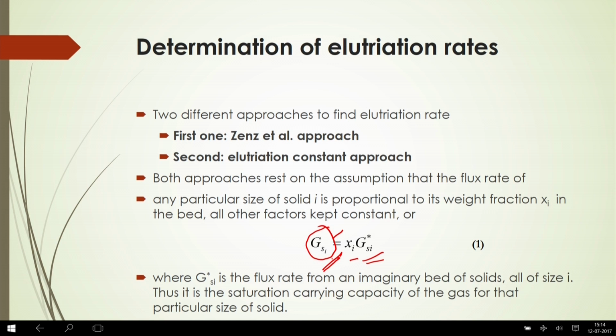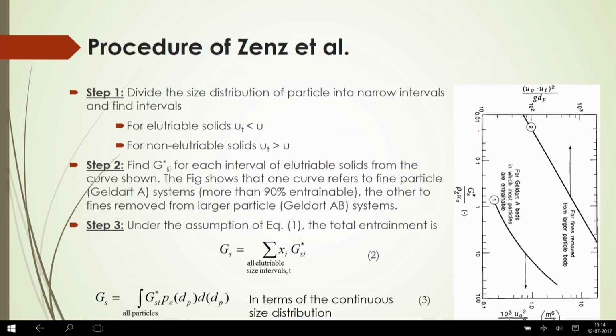That means, if the particle size is d_pi, that class of particles, finer or coarser, it will be represented by the weight fraction of that particular class i of particles, and also the carrying capacity or saturated carrying capacity of that particular gas for those solid particles of class i. So, from this equation you will be able to calculate the elutriation rate.